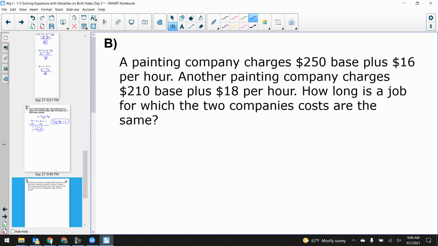How do I create my equation here? What is my equation that I have? I have $250 base plus $16 per hour, and then $210 base plus $18 per hour. So you do 250 plus 16x equals 210 plus 18x, where x is the per hour.